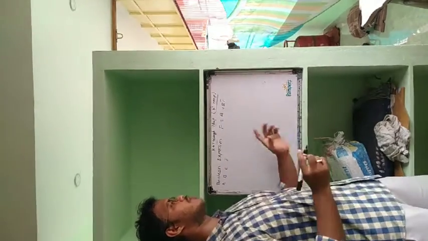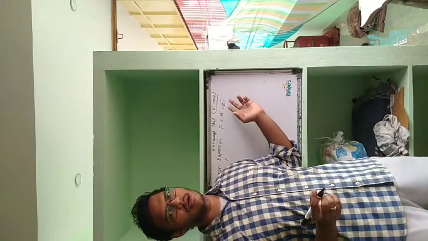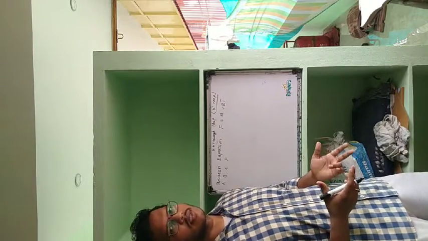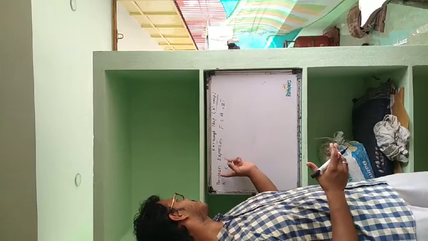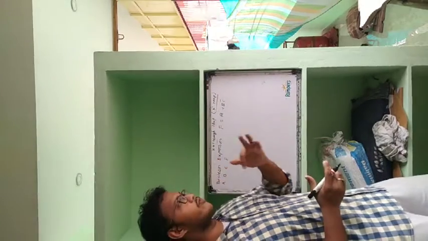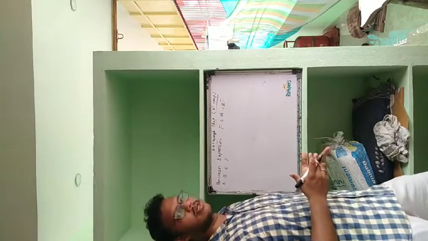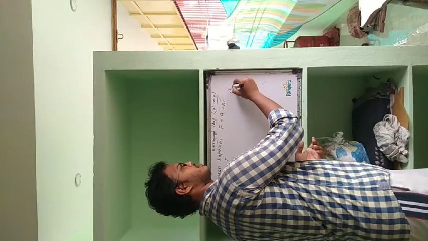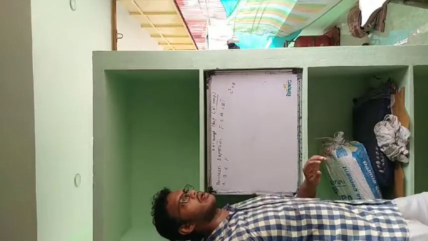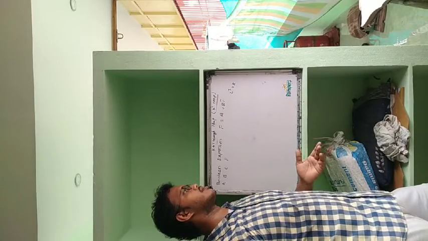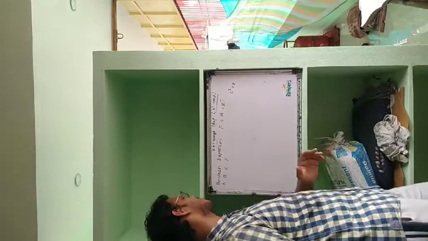How many possible outcomes will come for the Boolean expression? 8 outcomes will come, meaning 2 power 3, 2 cube, which is 8. So 8 possible outcomes will come out.